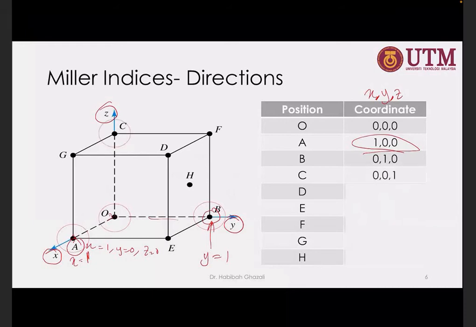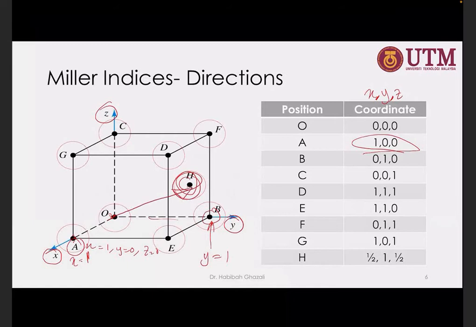This is so much easy. This is only coordinates, nothing to do with the Miller index yet. So C, if you look at C, it is equivalent to 1 at the z direction and 0 for all other directions, and the rest. If you look at H here, from this point to H direction.